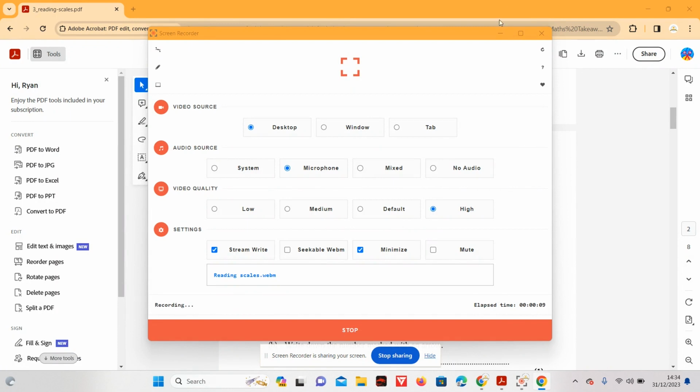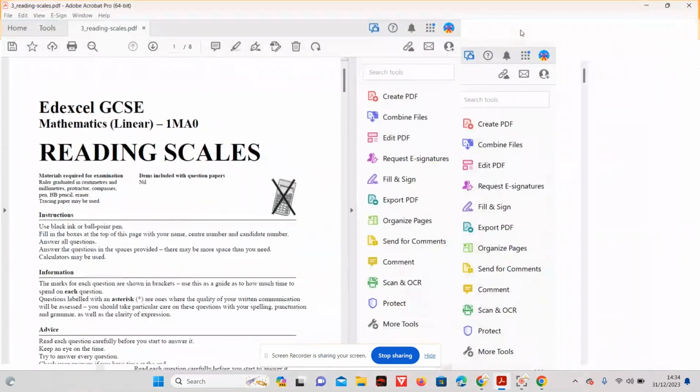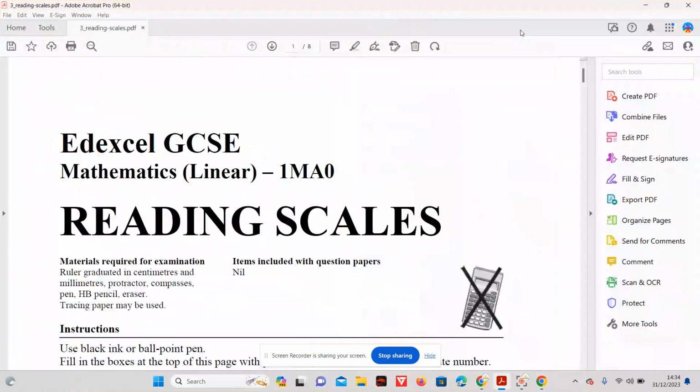And in today's video, we are going to be doing reading scales. This is topic number 3 of the GCSE course syllabus, whatever you want to call it. Again, it's a fairly easy topic, so this one shouldn't take us too long. So we're just going to get straight on to it.